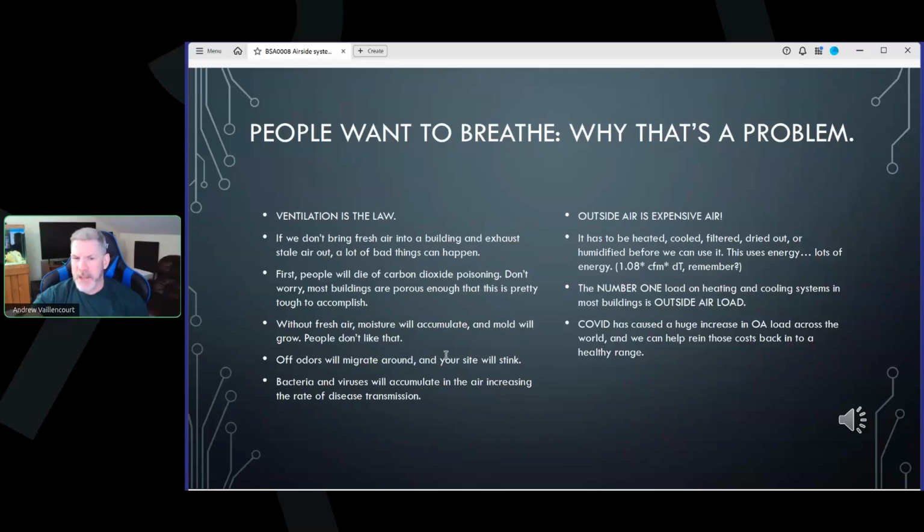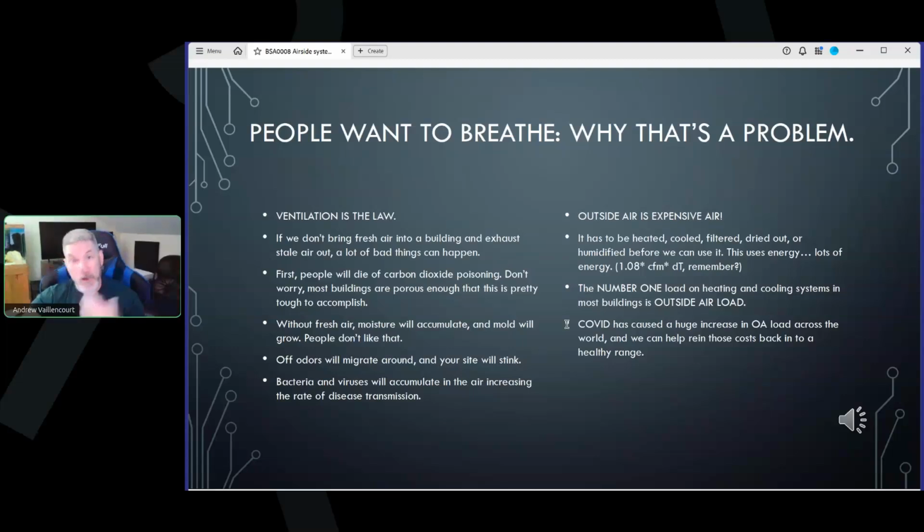Think of the last time someone put fish in the office microwave and what that smell did. That's an airside system not doing its job, just to give you an idea of why they're important. Never forget, outside air is expensive air. It has to be conditioned, heated, cooled, dehumidified, or humidified. We want to use the correct amount and not a drop more.